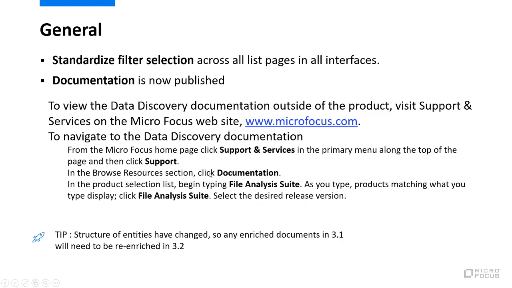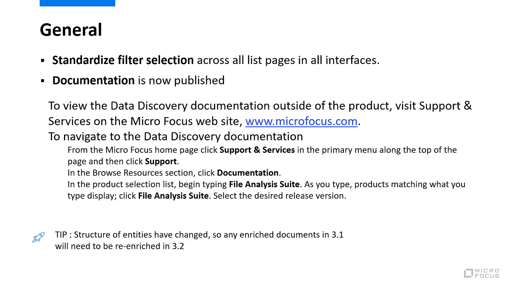Just to finalize here, there's a few extra little bits that we've done. We've standardized the filter selection across all of the pages in the interface. There were some differences between the filter selection on the left-hand side between the products. And now all the documentation, which was inside the product, is also published inside the support and services section. There's a documentation section there, and you'll find the release notes, the support matrix and all the documentation about the product. So if you don't have the ability to log into the UI at the time and you want to check out how to do something, you can do that through this documentation.